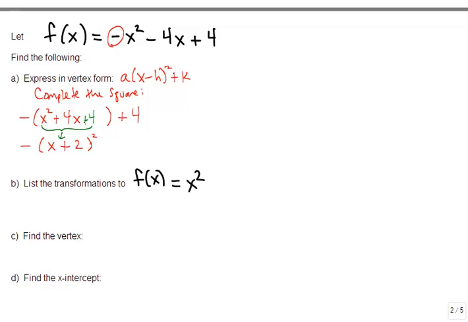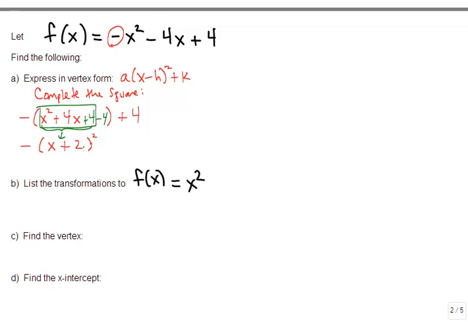But I can't just add in a 4 like this. I have to counterbalance by also subtracting a 4. And notice I'm doing all this addition and subtraction within the parentheses, within that negative. So these three terms become this quantity squared.